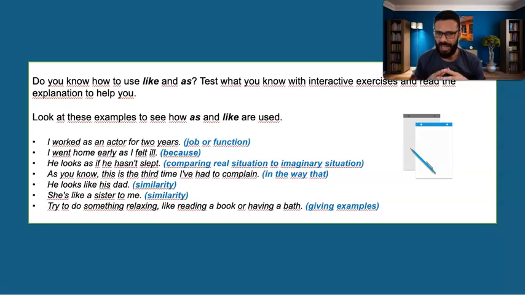He looks like his dad. It communicates similarity. Both people look like each other. She's like a sister to me. It's the same context, similarity. But the person, I consider the person as being something highly important to me, like a family member, right? Try to do something relaxing, like reading a book or having a bath. Giving examples, right? So, these are a few examples just to introduce the words, but let's dive deeper into their context, right?